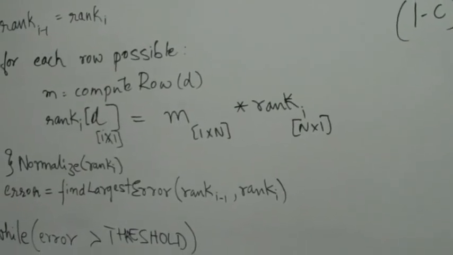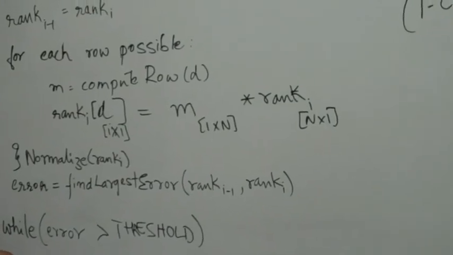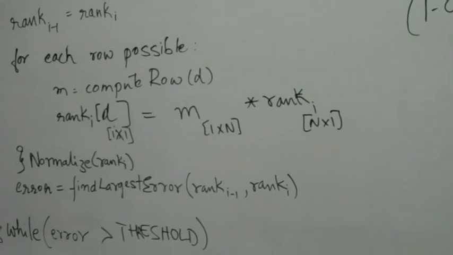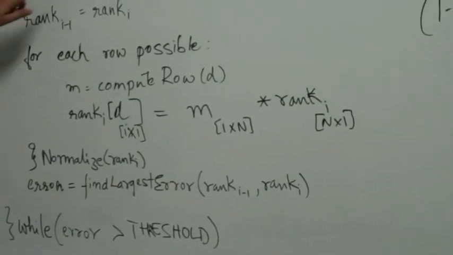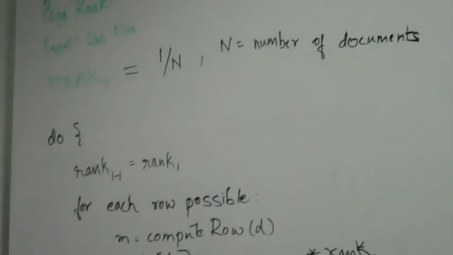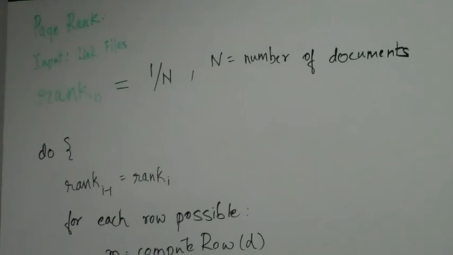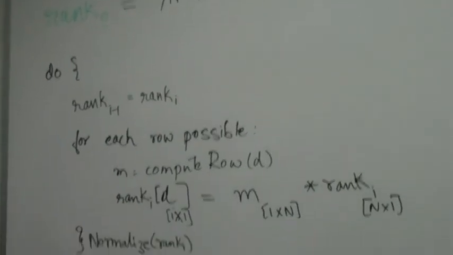How do we set the threshold value? We can just randomly select some values. Yeah, the threshold value, so the way to go about it is there are 25,000 documents. So the initial value will be 1 by 25,000, which is of the order of 10 to the power of minus 5. And so your threshold should be much lower than that.